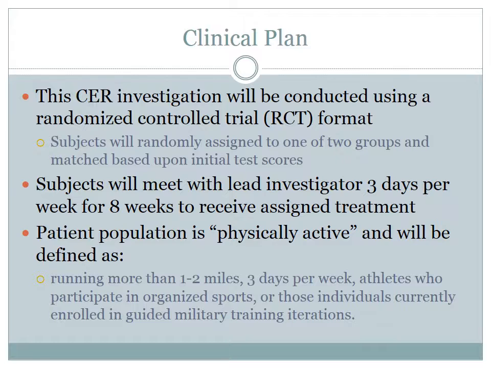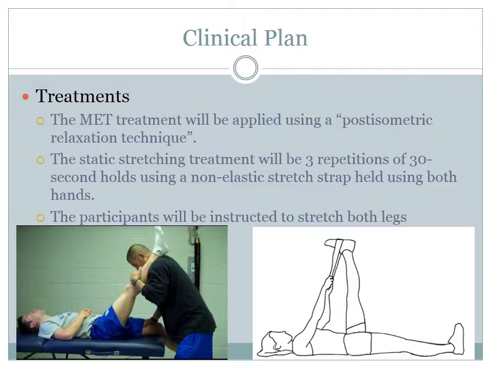Subjects will be randomly assigned to a group and matched upon initial test scores. This will attempt to ensure homogeneity among the groups. Subjects will meet 3 days a week for 8 weeks for their treatment intervention. The patient population is described as physically active and will be defined as running more than 1 to 2 miles 3 days per week, athletes who participate in organized sports, or those individuals currently enrolled in guided military training iterations. These will be the only inclusion criteria, and the only exclusion criteria will be a history of prior hip or knee surgery.